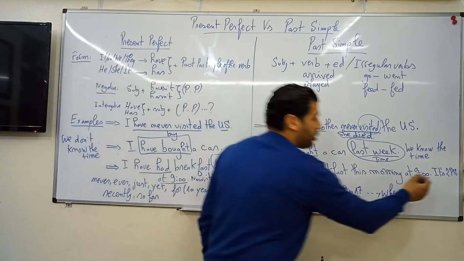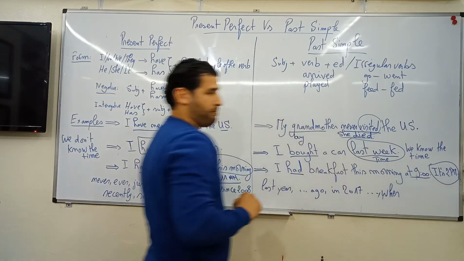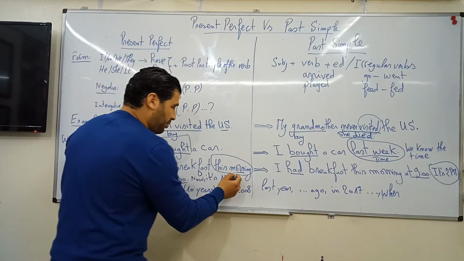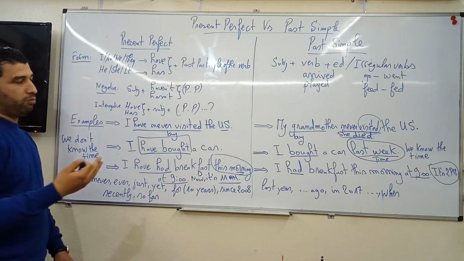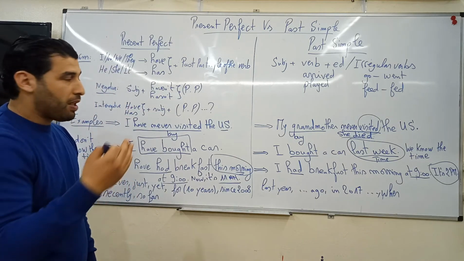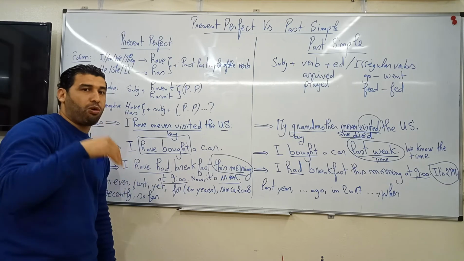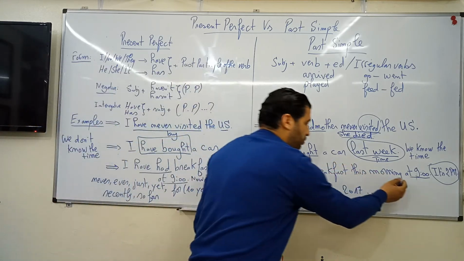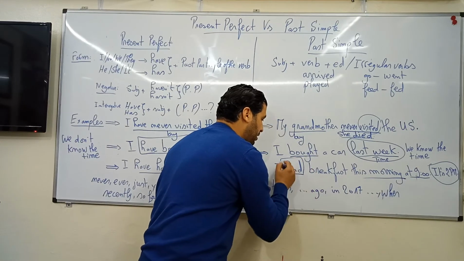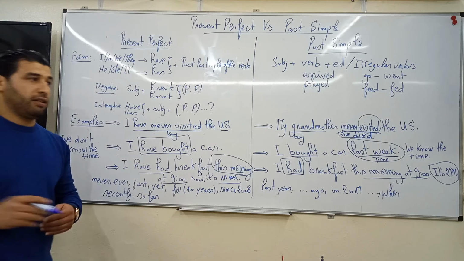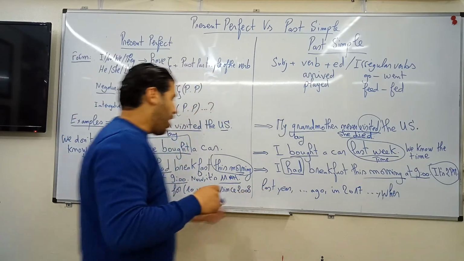Here we have it's 2 p.m. It's the afternoon, right? So if we use present perfect with this morning, we are talking about an action that happened in the same morning, and we are still in the morning. But we use simple past with this morning if it is the afternoon or the evening.